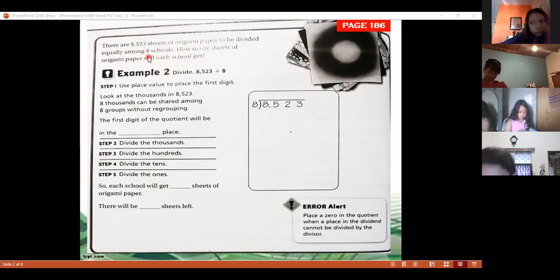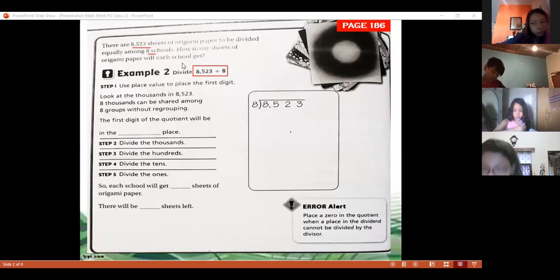So we need to divide the amount of sheets of origami paper, that is 8,523, among the 8 schools. So we have to divide that amount for that reason. This amount. Okay, so it's here, 8,523 divided by 8, that's why.